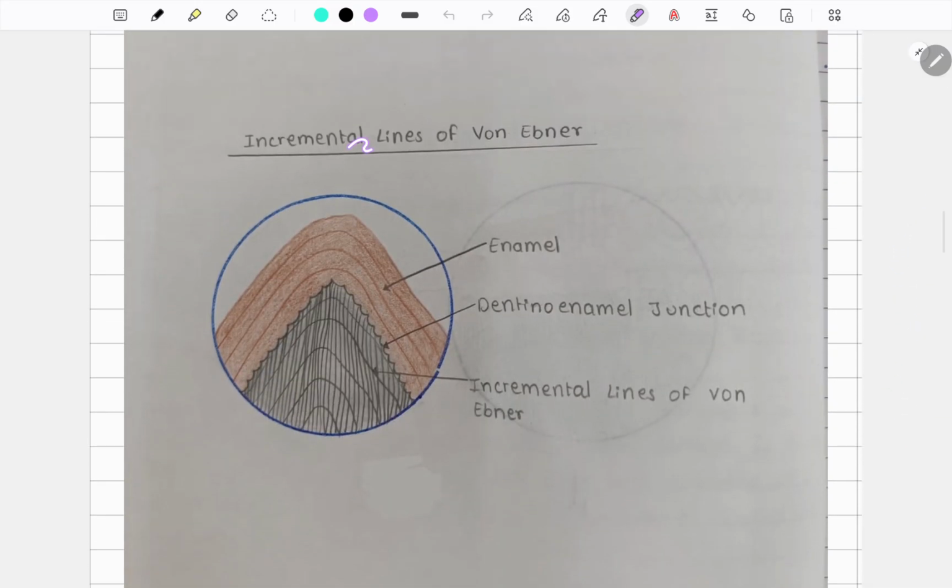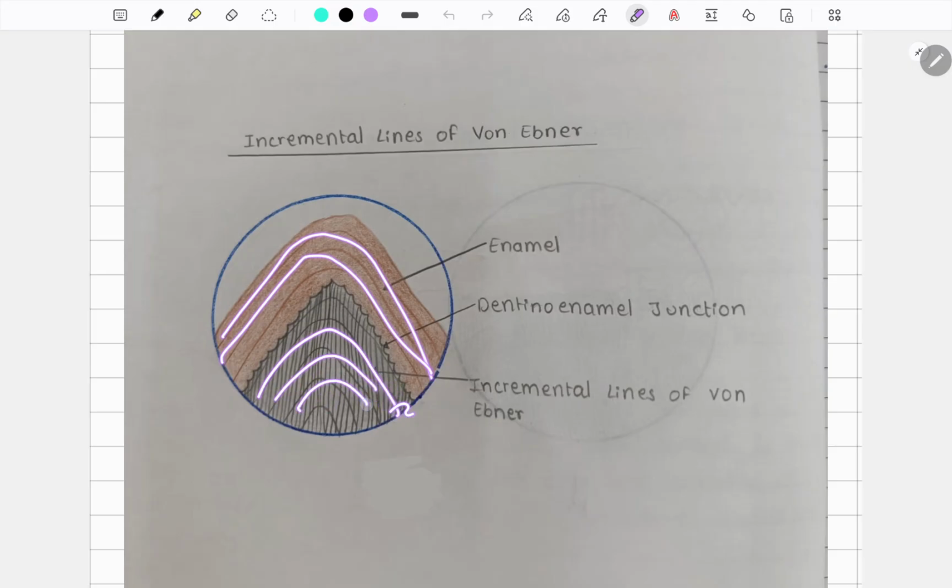Then next is incremental lines of von Ebner. As there are incremental lines of Retzius in enamel, there are incremental lines of von Ebner in dentine. So if dentine is seen in more quantity, you can write this part.